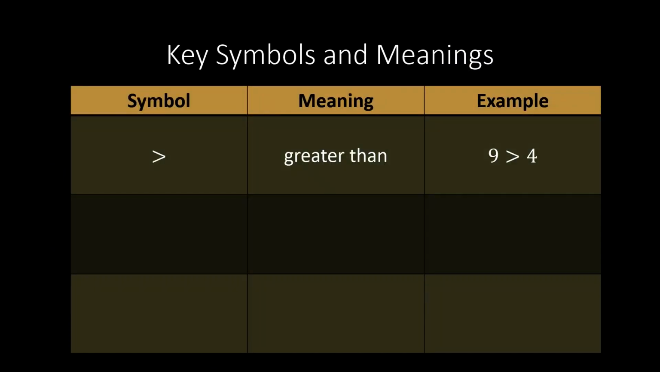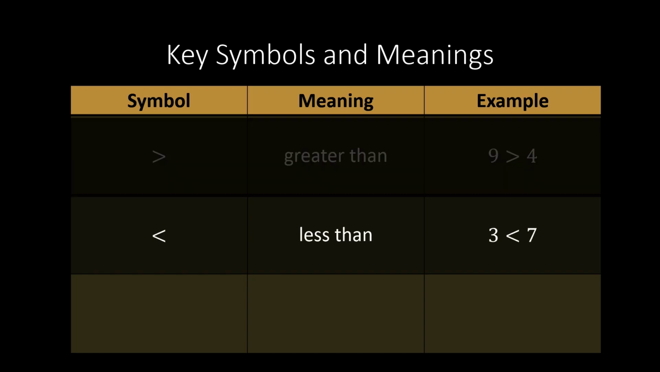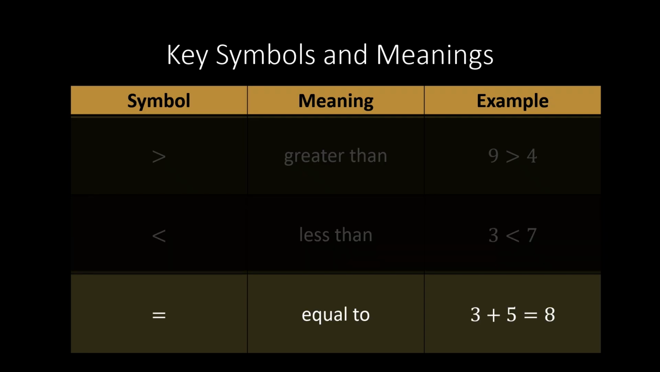Let's begin with the three comparison symbols. The symbol greater than means the number on the left is larger, so 9 is greater than 4. The symbol less than means the number on the left is smaller, so 3 is less than 7, for example. The equals sign means both numbers are the same, so for example, 3 plus 5 equals 8.